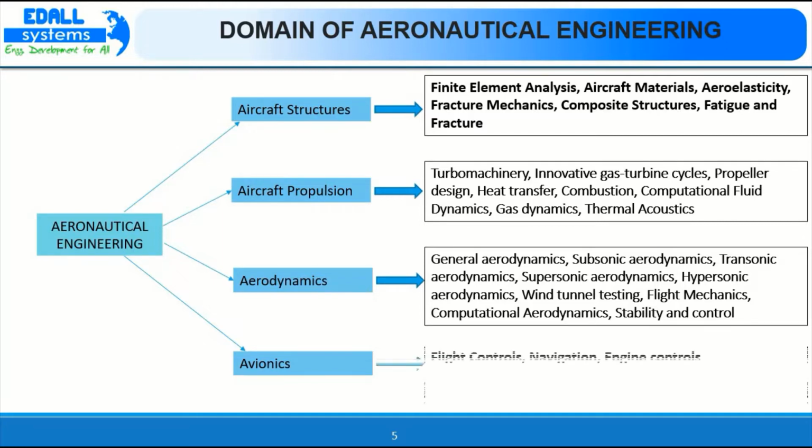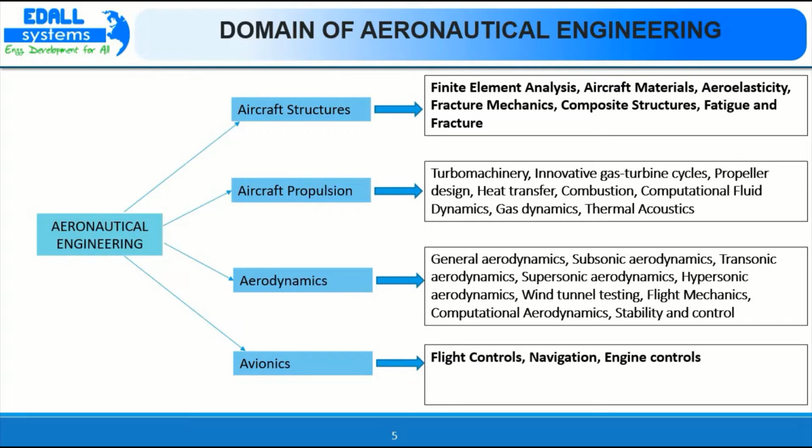Then we will move on to the last, that is avionics. Avionics consists of flight controls, navigation, engine controls. Mostly the electronics part, that is, the devices which control all of these movements of an aircraft, is included under avionics. So this is the complete domain of aeronautical engineering, and these four are the specializations, which have many other subcategories. Most of them I have mentioned here.